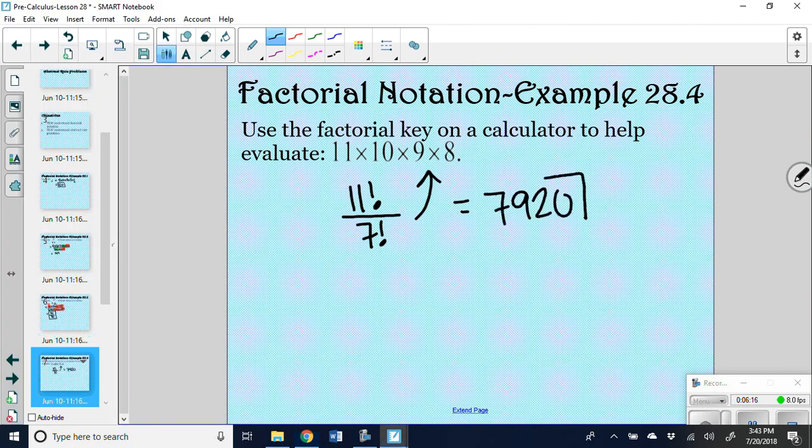And so that would be your answer. And if you just multiplied these together, you would get the same thing.